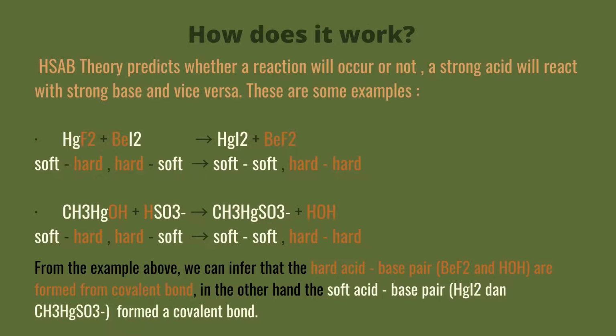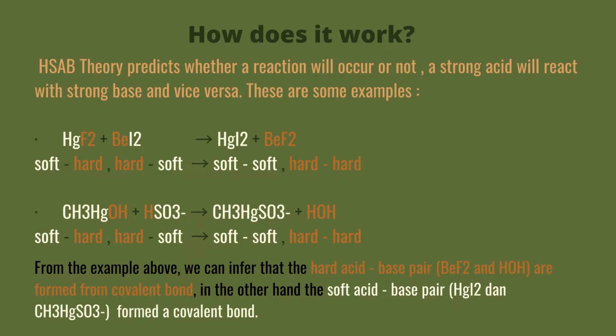And you might be wondering, how does this theory work with a reaction? So hard-soft acid-base theory predicts whether a reaction will occur or not. A strong acid will react with a strong base and vice versa. These are some of the examples. Mercury difluoride plus beryllium diiodide results in mercury diiodide plus beryllium difluoride.